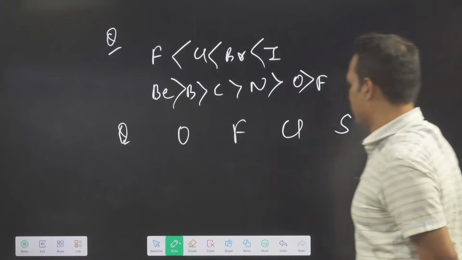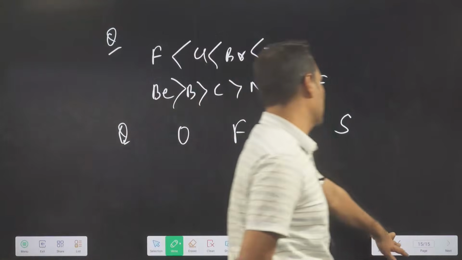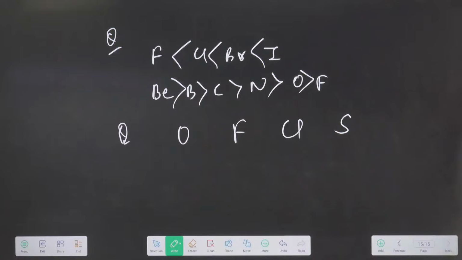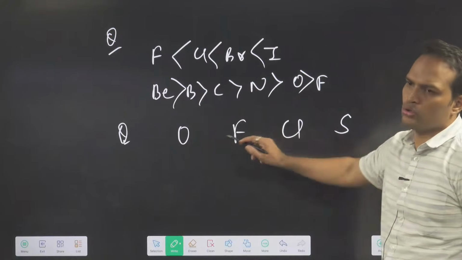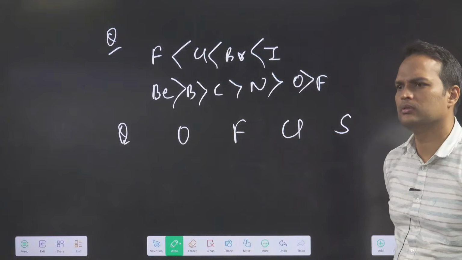बोलो, tell me the order of this. So which one is bigger? So how you should solve this, because this is not in a period, not in a group. Some are in a period, some are in a group. अब बताओ.